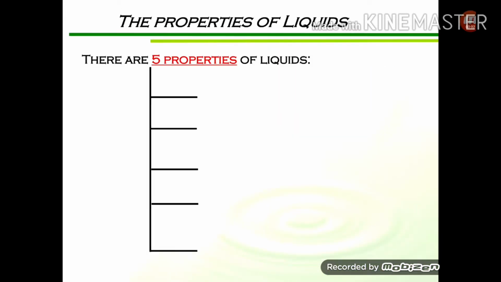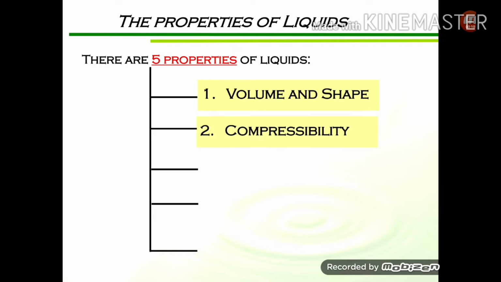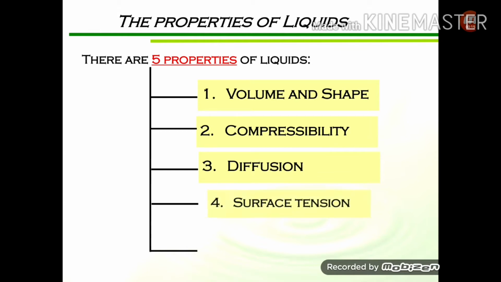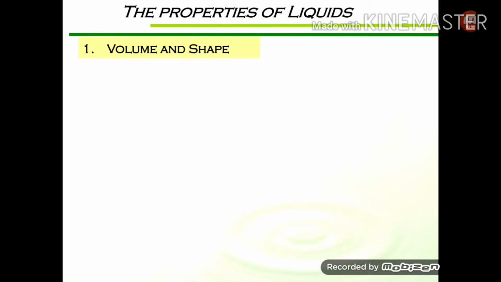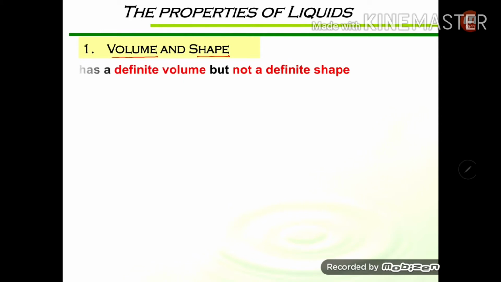There are 5 properties of liquid: number 1, volume and shape; number 2, compressibility; number 3, diffusion; number 4, surface tension; and the last one, number 5, viscosity. Let's discuss the first property of liquid, which is about volume and shape. So liquid has definite volume but not a definite shape.